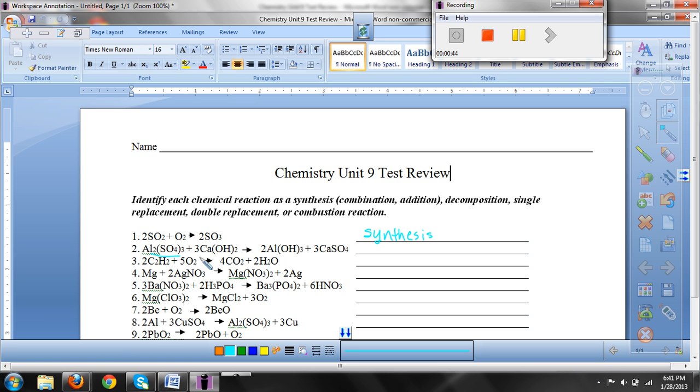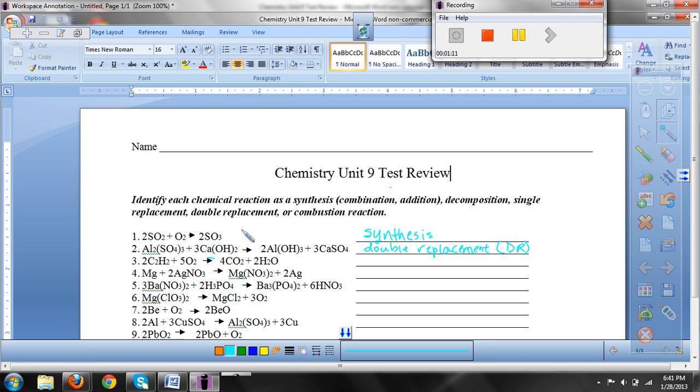This one, the aluminum goes and partners with the hydroxide. The calcium goes and partners with the sulfate. So basically, aluminum and calcium get new partners, so that's a double replacement. And I allow my students to simply put DR for double replacement. Now I want to look at the one right underneath it.